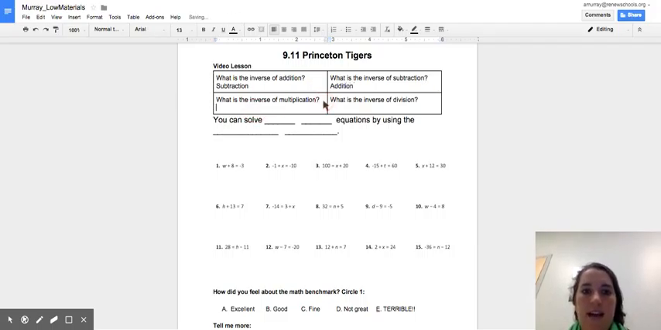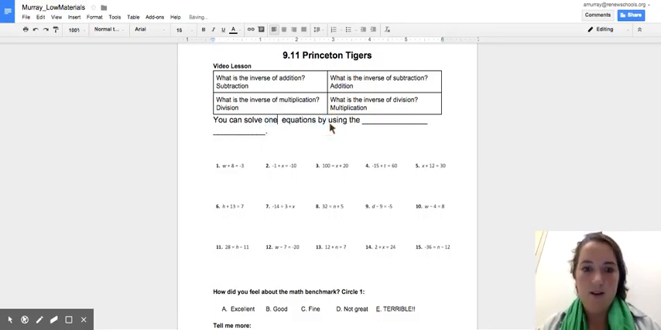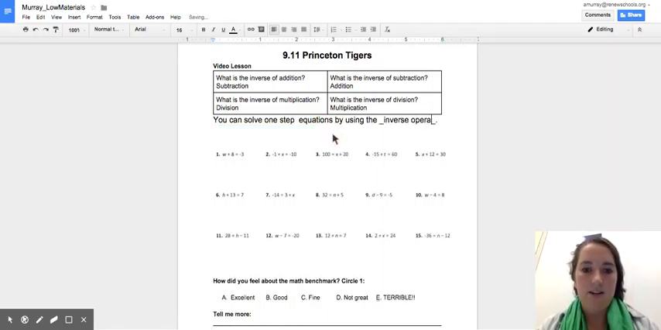What is the inverse of multiplication? What's the opposite of multiplication? How can we undo it? Division. And lastly, what is the inverse of division? Multiplication. You guys should know how to fill in these blanks by now, but our objective is the same as it has been. You can solve one-step equations by using the inverse operation.